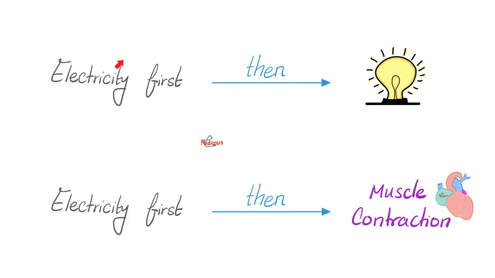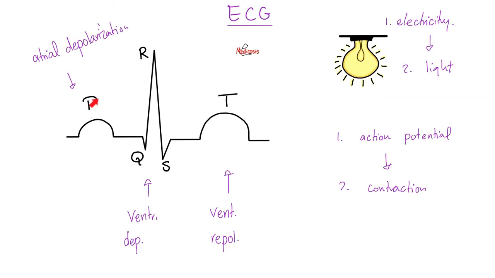Which one happens first, electricity or muscle contraction? Electricity first. Which means the P wave happens first, then the atrium contracts. The QRS wave, electricity, happens first, then the ventricle contracts. The T wave happens first, then the ventricle relaxes.